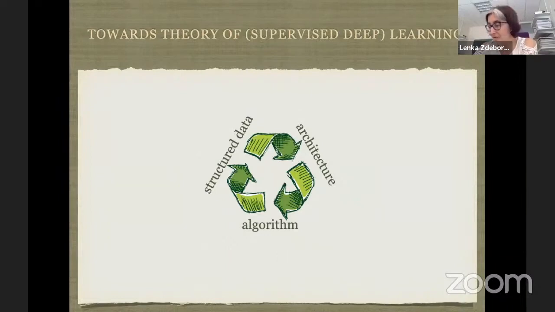The algorithm, because you don't want to be just saying there exists a set of weights, you also need to be able to find that set of weights tractably. And the third side, which is the data, the structure in the data. And it's this third side that I want to focus on today, that is most often put aside when people think about theory of deep learning.